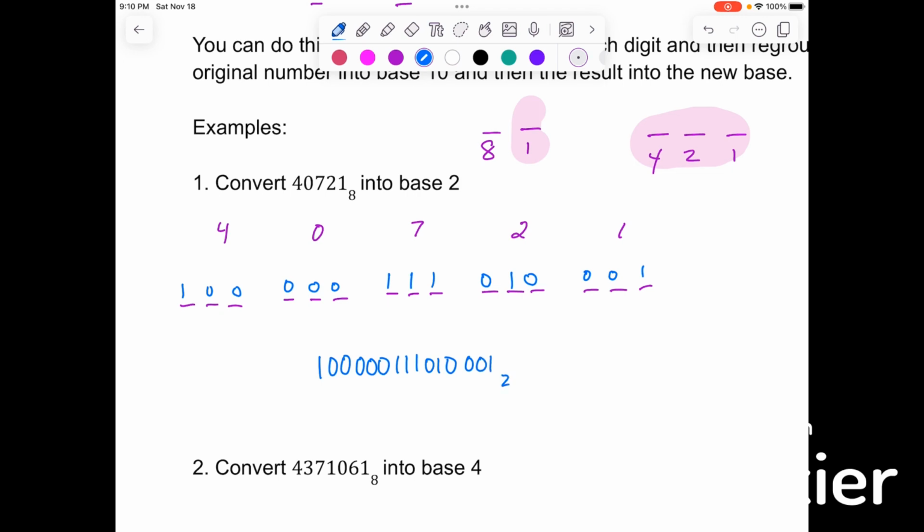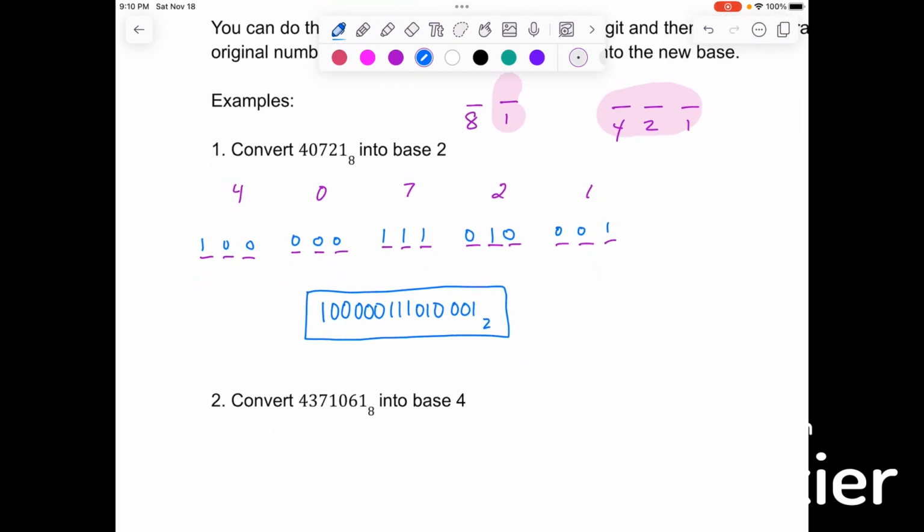And this should remind you, if you've converted from hex to binary before, this is a very similar process, where in hex we replace each single digit with 4 digits in base 2. So this is a similar strategy to that.